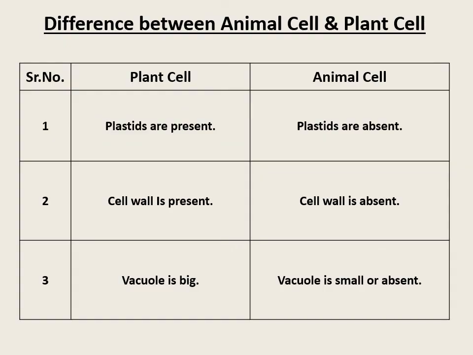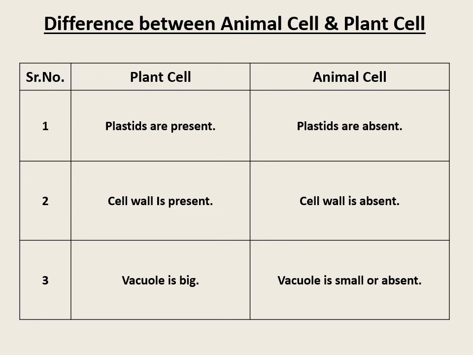My dear students, today we discussed the components of the cell, plant cell and animal cell. Almost all the components are the same, but there are three major differences between the plant cell and animal cell. It is a very important difference, and it always comes in your DAV board exams. First, in plant cell, plastids are present, but in animal cell, plastids are absent.